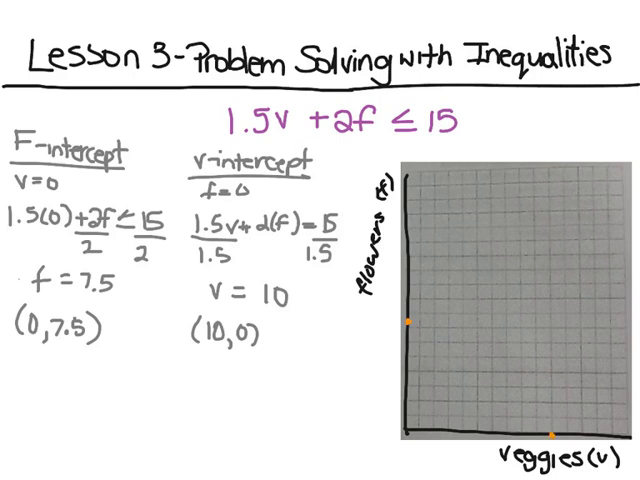Right there. So to graph this, first we need to check if it's a straight line or a broken line, and because it's less than or equal to, we know that it is a straight line. So we will draw a straight line between the 2 points with a straight edge.